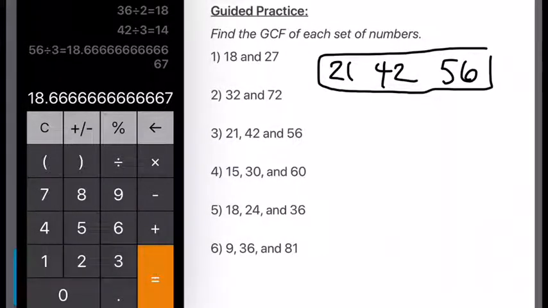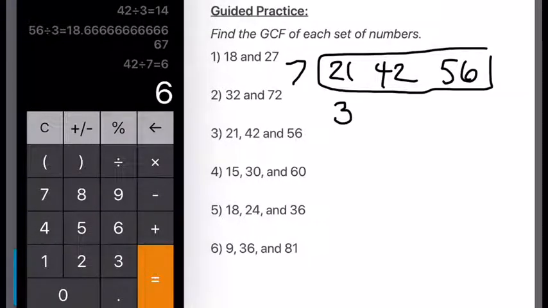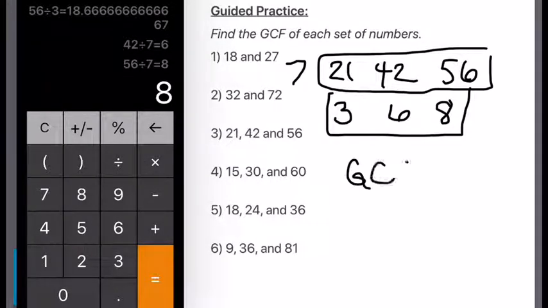This is the hardest one. In order to figure out this one, you have to start by dividing by the prime number 7. 21 divided by 7 is 3. 42 divided by 7 is 6. 56 divided by 7 is 8. And then there's nothing else that you can divide by. So the GCF of these 3 numbers is 7.